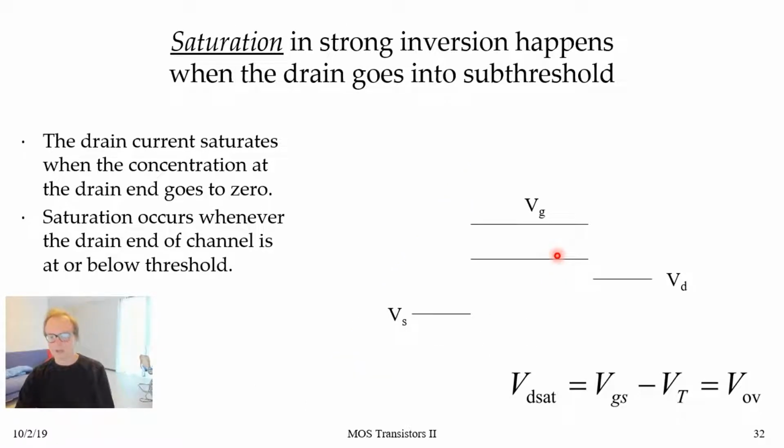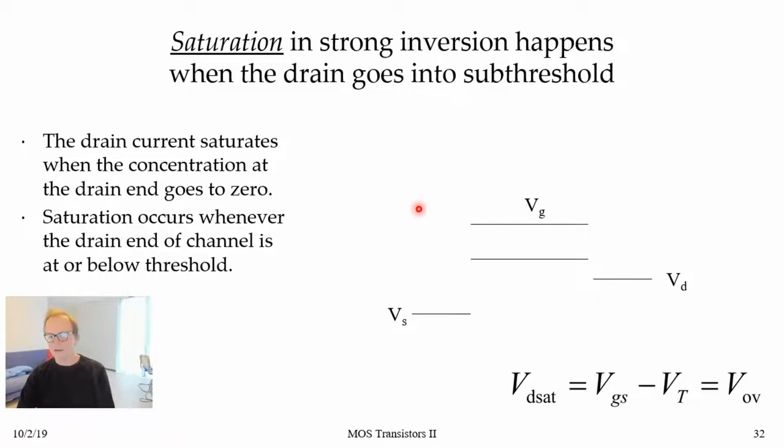So what about saturation? Saturation in strong inversion happens when the drain goes into subthreshold. Or another way that is more traditional is to call it when the drain pinches off. But we won't talk about that view here. So the drain current saturates when the concentration at the drain end goes to zero, just like it does in subthreshold. And saturation occurs whenever the drain end of the channel is at or below threshold.